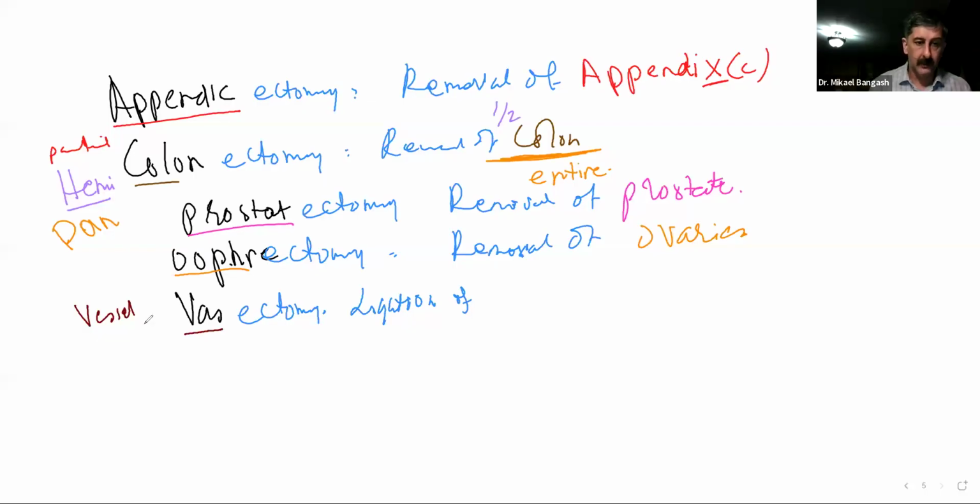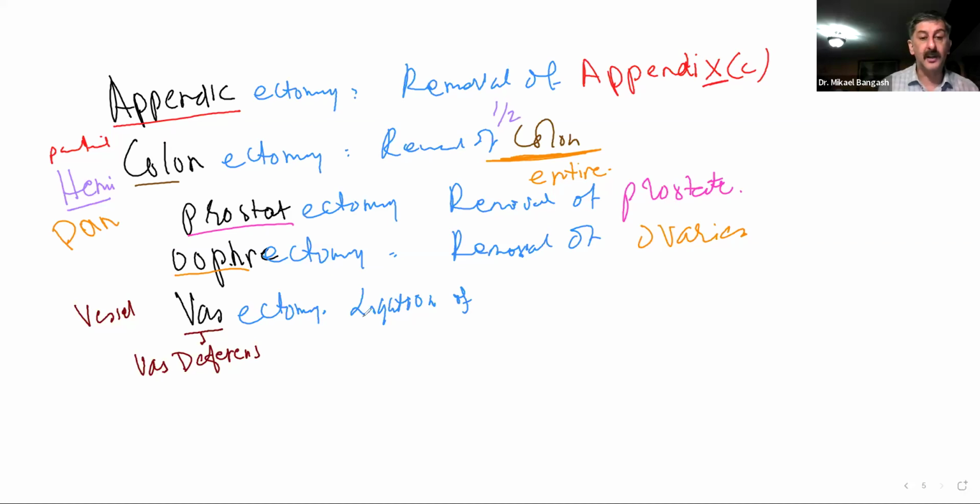But here, this is not a blood vessel. This vas here is derived from the word vas deferens, which is a tube that will carry the sperm from the balls, or from the testes.